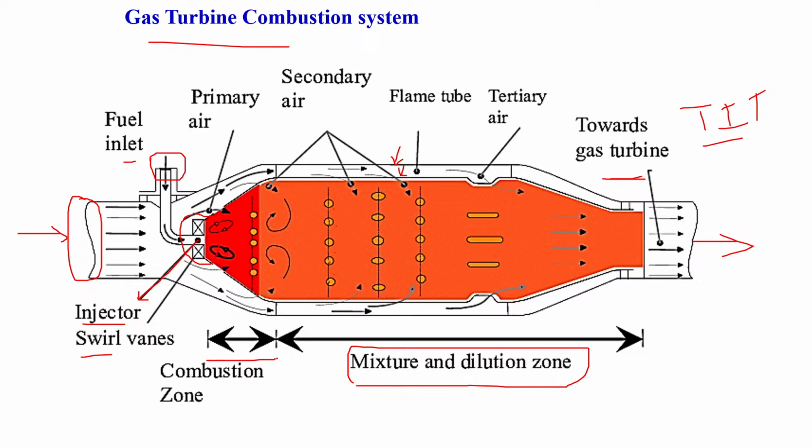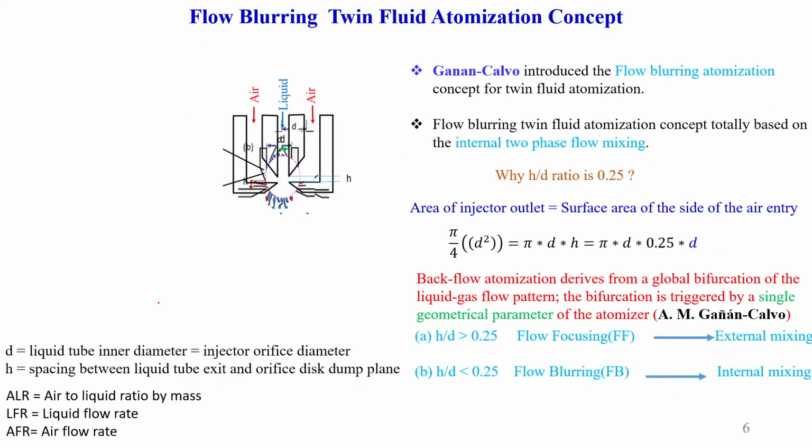If you have any doubt, please comment. Next, I will move to the spray and atomization, because I already explained the main application here. The injector or atomizer will create a very fine spray for efficient and complete combustion. Here I would like to explain the flow blurring twin fluid atomization concept. It is nothing but the twin fluid atomizer.